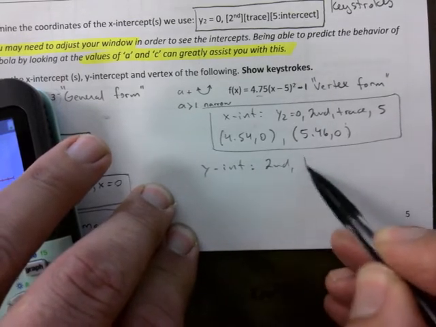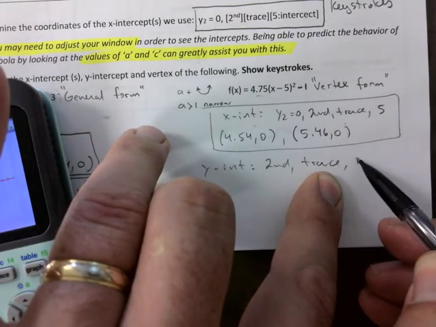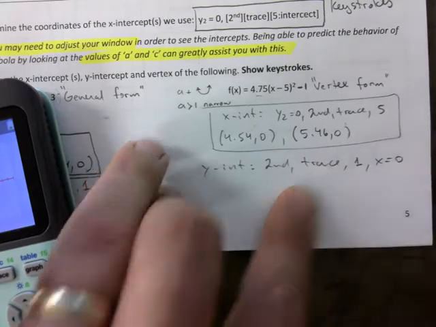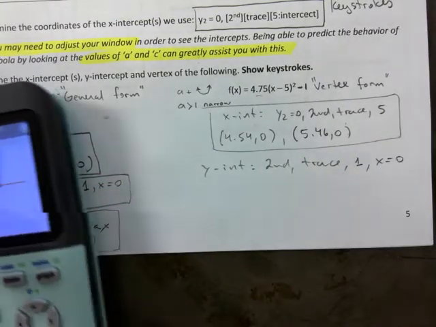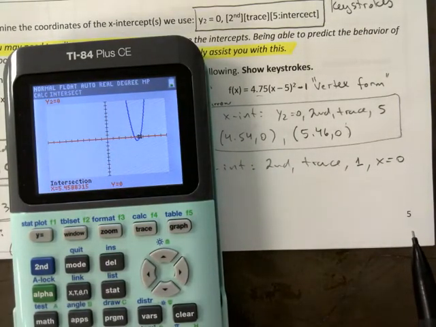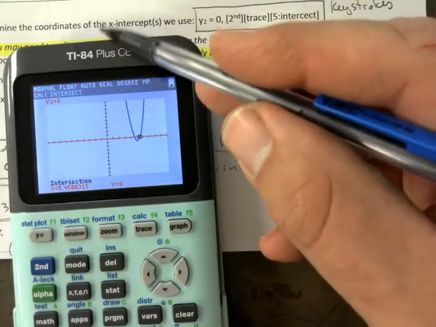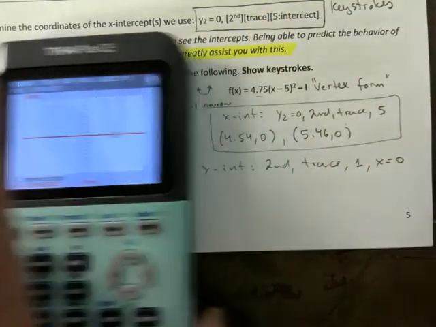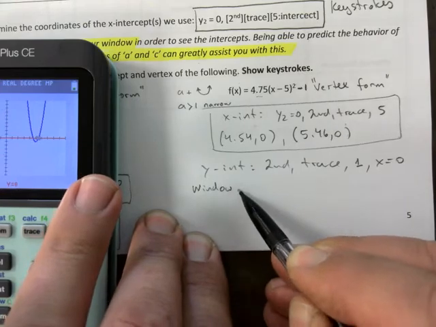And I want you to write down the keys because that's how you're going to remember. Second trace 1, x is equal to 0. 1 is for value, right? It's the value function. And there's a problem here. Can you see the Y-intercept? You don't, right? The Y-intercept is going to go somewhere way up here. So you need to change your window.